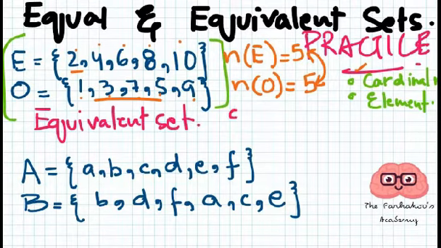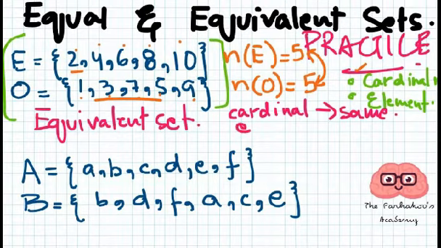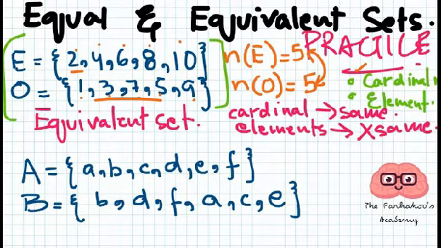because the cardinal number is same for both of them, but the elements are not same. These two sets are equivalent sets.